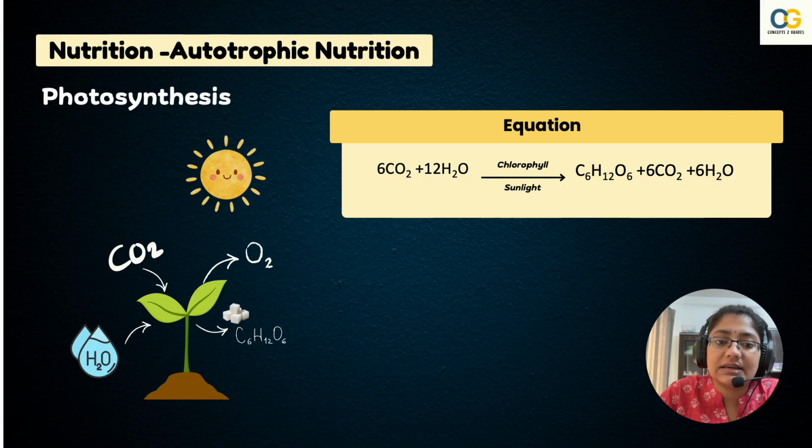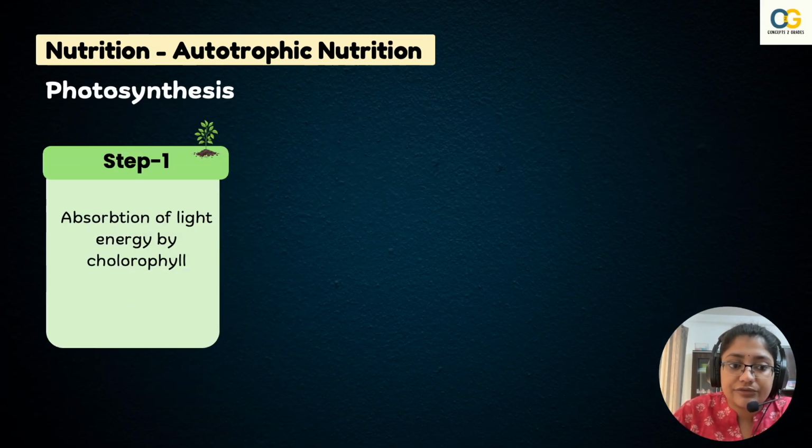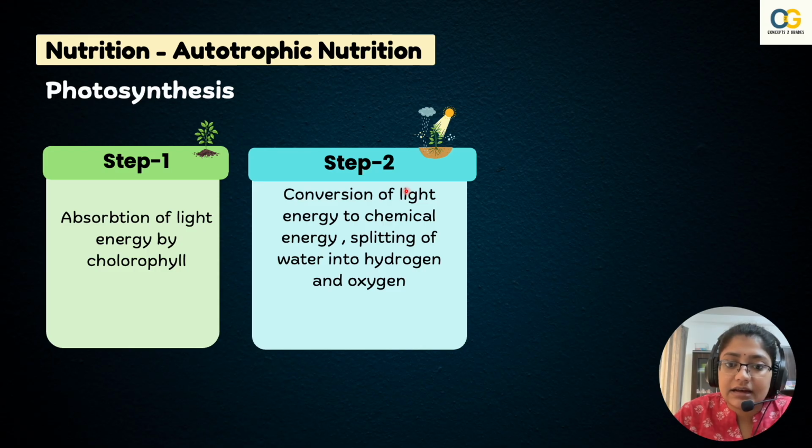Now, what are the steps of photosynthesis? So first step, what happens is the plant absorbs the sunlight. So absorption of light energy by chlorophyll. Chlorophyll is the substance which helps the plant absorb some energy. Then there is conversion of light energy into chemical energy by splitting of water into hydrogen and oxygen.